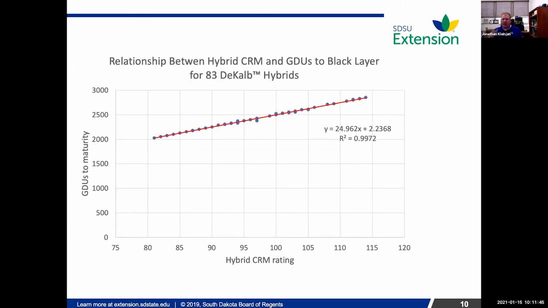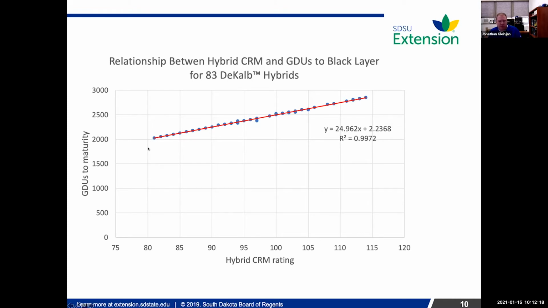This next slide is just pointing to how GDUs or GDDs relate to relative maturity. And I should say, just because I talk about a specific company, here I have DeKalb hybrids, I just happen to have a DeKalb book here in the office. So I took their rating to black layer and plotted it by their maturity rating. Just because I'm talking about DeKalb does not mean I endorse them over any other company. Every company's got a lot of good hybrids. This is just what I chose to use for this example.